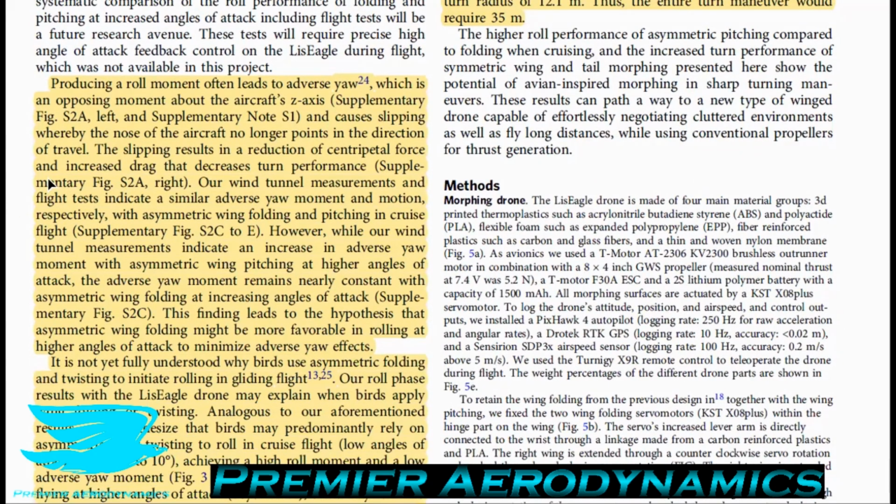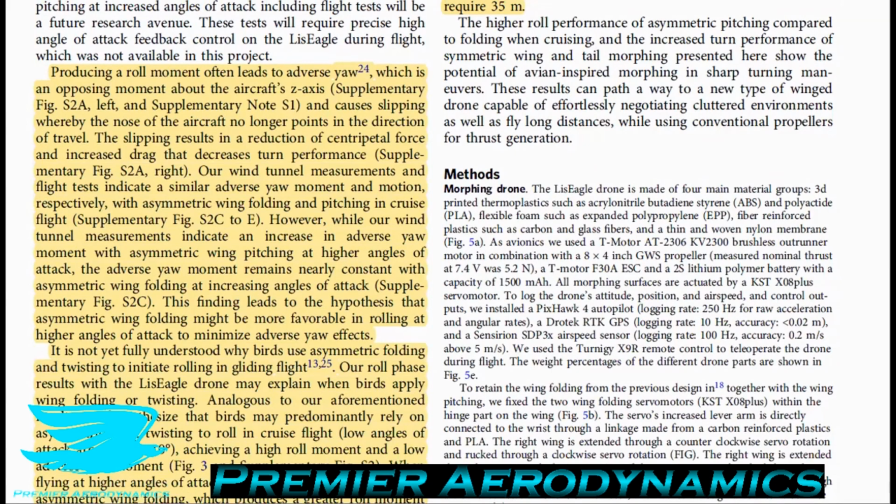Producing a roll moment often leads to adverse yaw, which is an opposite moment about the aircraft's z-axis, and causes slipping whereby the nose of the aircraft no longer points in the direction of travel. So let's talk about this briefly.